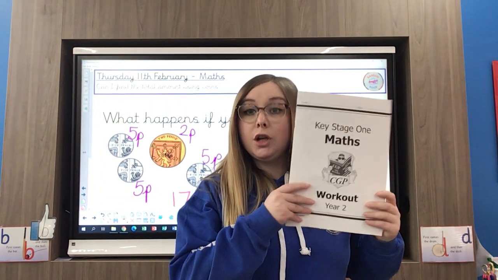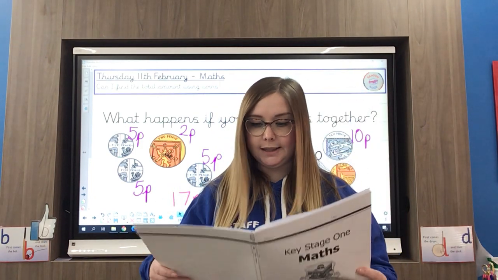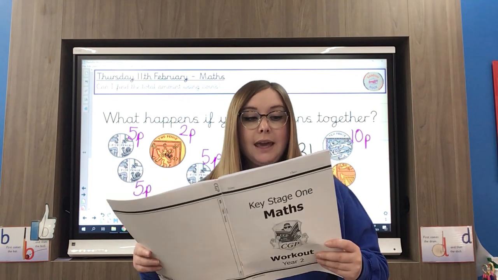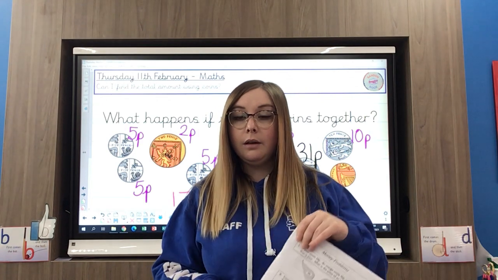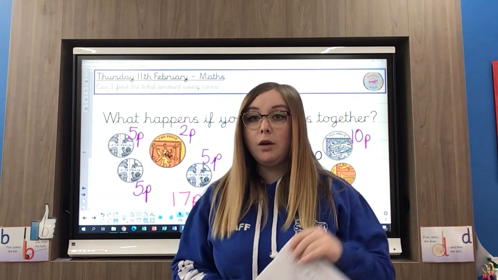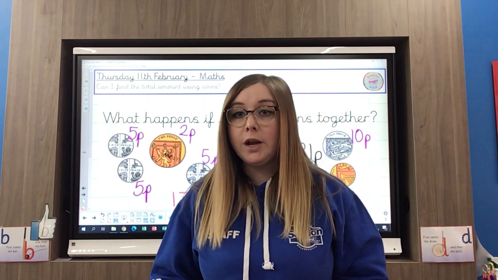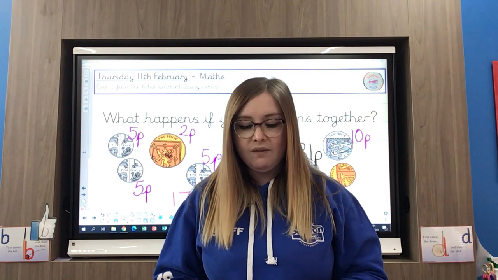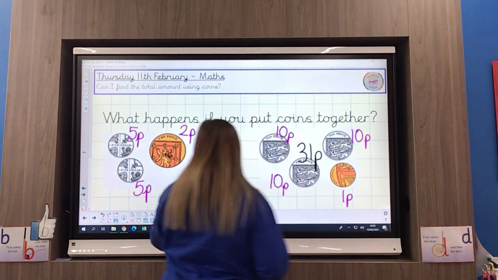Now I want you to turn to your book so we can have a little look at some of our questions. And the page that you're going to be turning to is page 24. And we're going to have a little go now at question number 2. I know that's a little bit strange because I normally ask you to start on question 1, but I want you to have a little go at question number 2. So let's pop it under the visualiser.